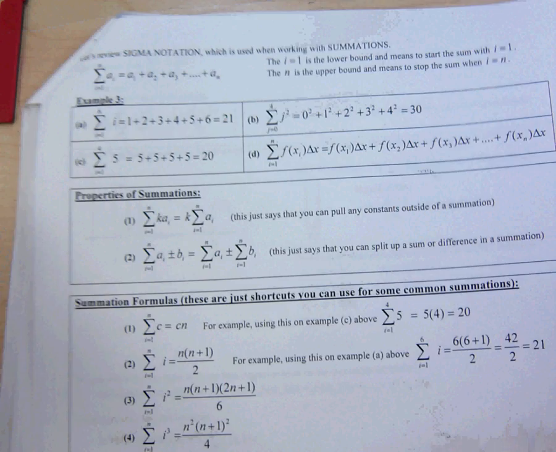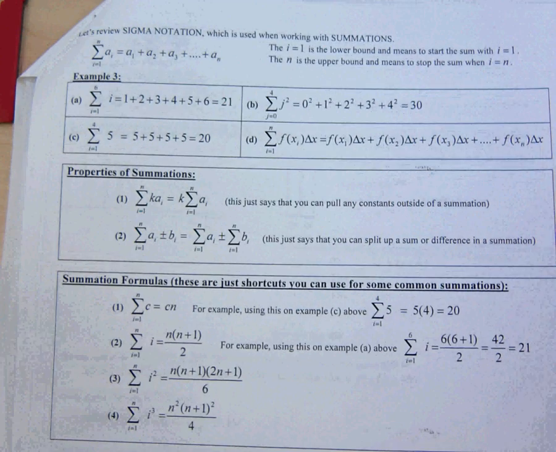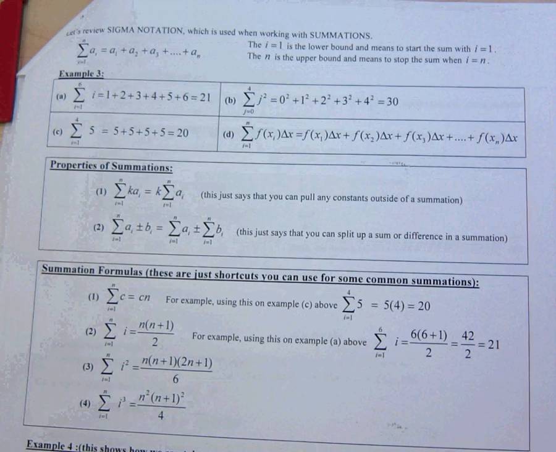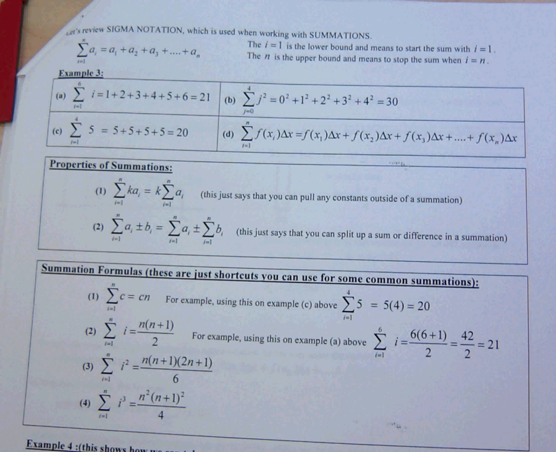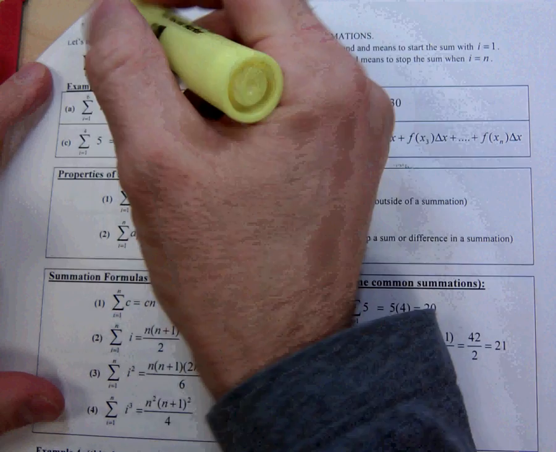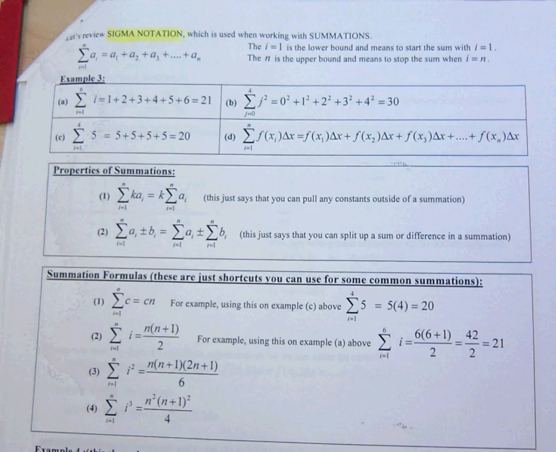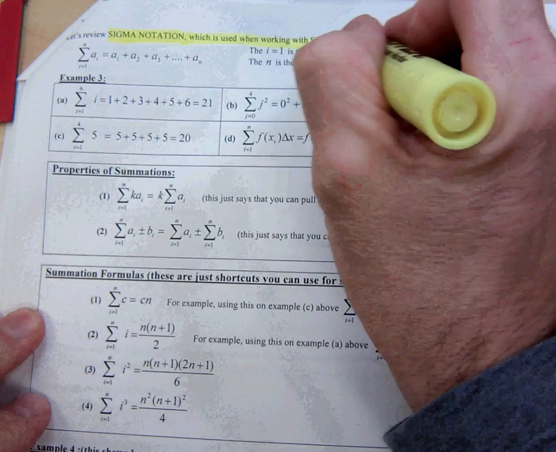Okay, now, you guys, I'm going to change subjects here for a few minutes, and then I'll tie it all together. When we eventually find the exact areas under the curve, we're going to have to use summations. So we're going to have to review sigma notation, which is used when we work with summations.